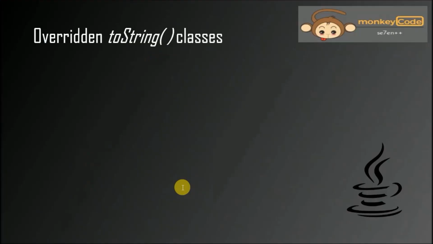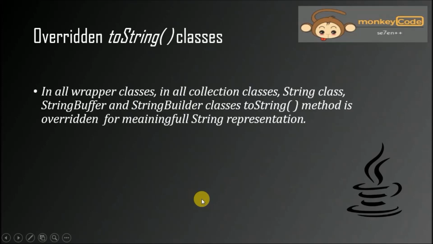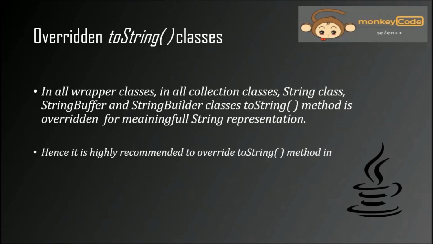Now, about overriding toString in classes, I guess you understand. In all wrapper classes, all collection classes, the String class, StringBuffer and StringBuilder classes, the toString method is overridden for a meaningful string representation. So it is highly recommended to override the toString method in customized Java classes also. It will give us some meaningful information. So that's the toString method.